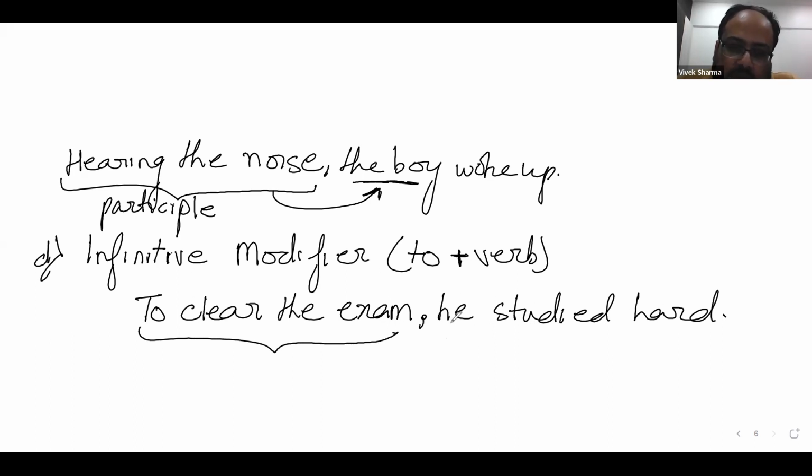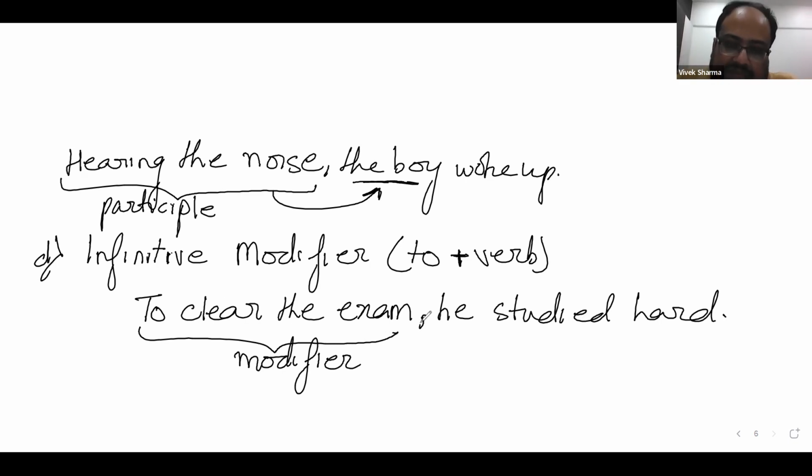The modifier is to clear the exam. He studied hard. Who is he? The person who wanted to clear the exam. So this portion becomes the modifier. This is an example of an infinitive modifier.